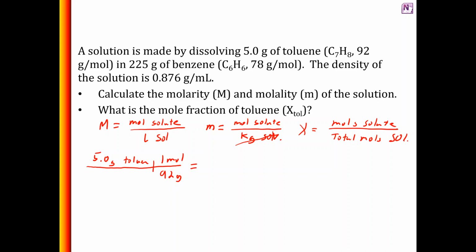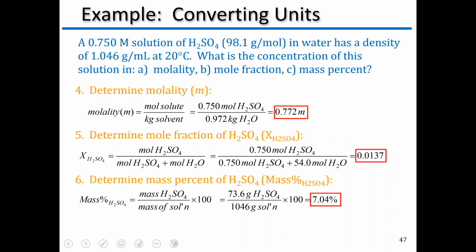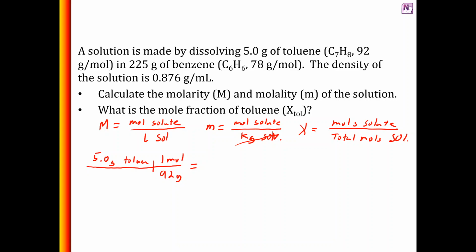So if we divide 5 by 92, you end up with 5.43 times 10 to the minus 2 moles. Okay, so that's moles of toluene. I'm just going to write it abbreviated to save space. Okay, so now we know the moles of the solute.